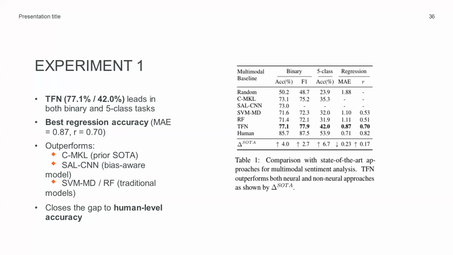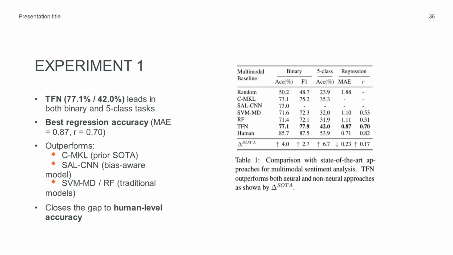Experiment 1. In the first experiment, we evaluate TFN across three tasks: binary sentiment classification, five-class sentiment classification, and sentiment regression. TFN achieved the highest accuracy in both binary classification and five-class classification, as you can see. In binary classification, it gets 77.1%. In five-class classification, it gets 42%. And it also showed the best regression performance, with mean absolute error of 0.87 and Pearson's r of 0.70.